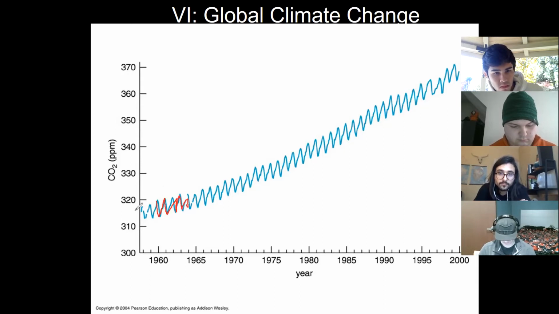But then superimposed over this, you see a steady rise. So what do you think is causing that? Not the Kona coffee plants, right?